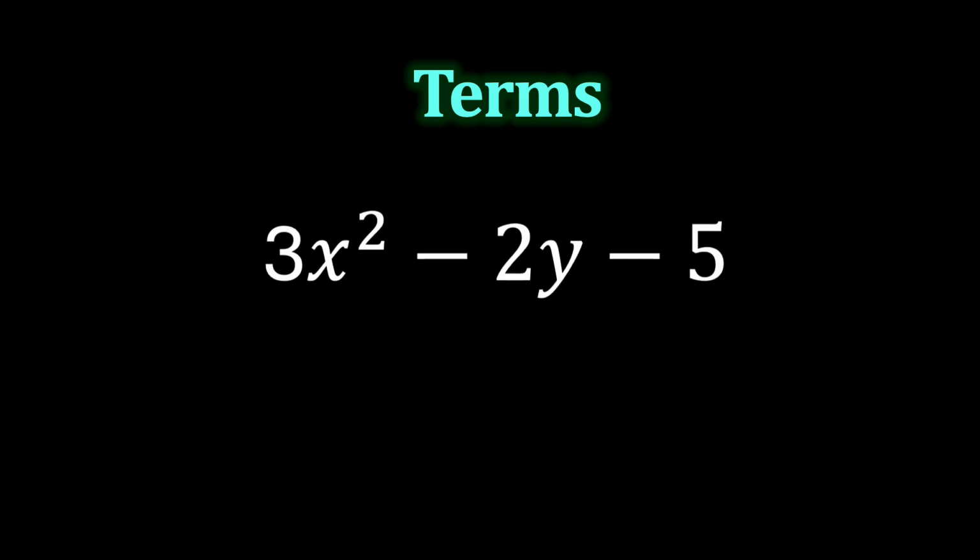In polynomials, a term refers to each separate part of the polynomial expression, and it can be a constant or the product of a coefficient and a variable raised to a power. For example, in this polynomial, 3x squared minus 2y minus 5, there are 3 terms.